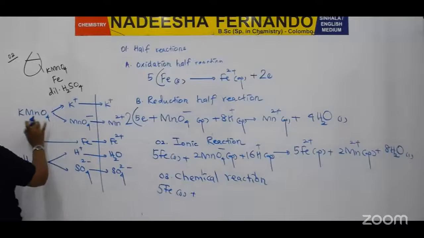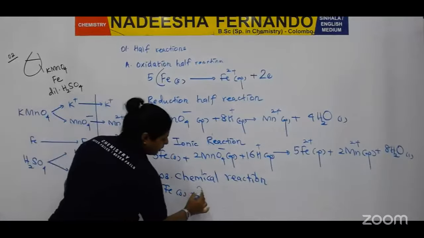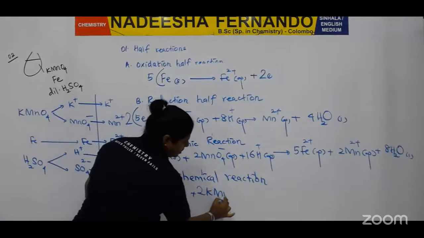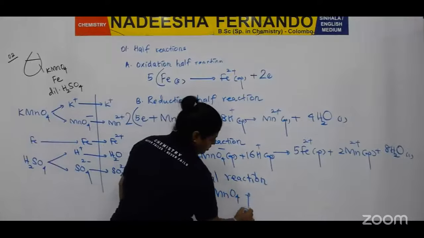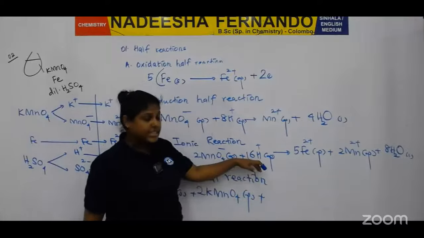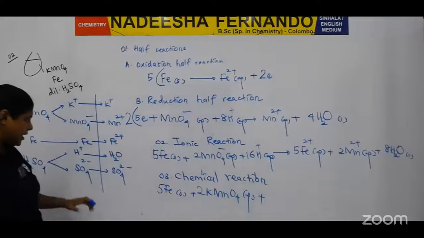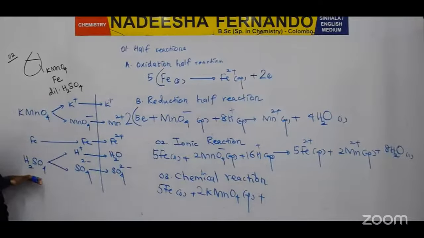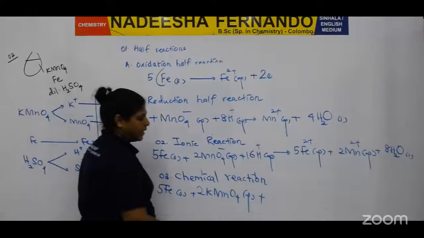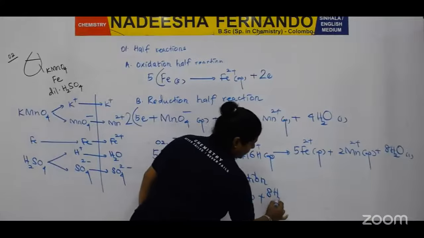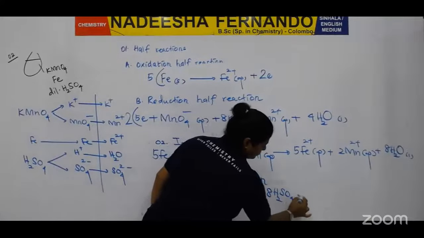Then chemical: 5 Fe solid, MnO4- given by KMnO4, then add 2 KMnO4. To get the 16 H+ given by H2SO4, you need to add 8 H2SO4.